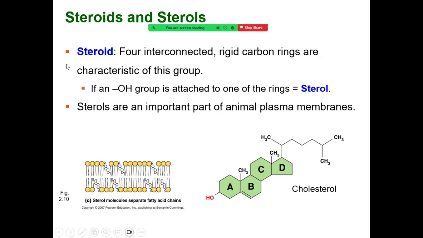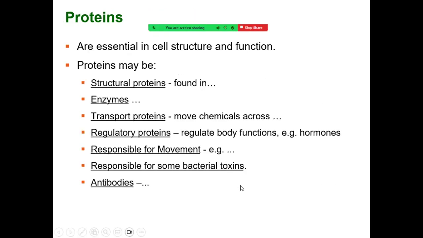Steroids are a lipid which is not made up of a monomer. A steroid is one molecule, like cholesterol right here, and it has no monomers. You wouldn't call it a polymer either. It's a large molecule, but it's not a polymer because it's not made up of smaller subunits. All right, any question about lipids? If not, let's move on to proteins.